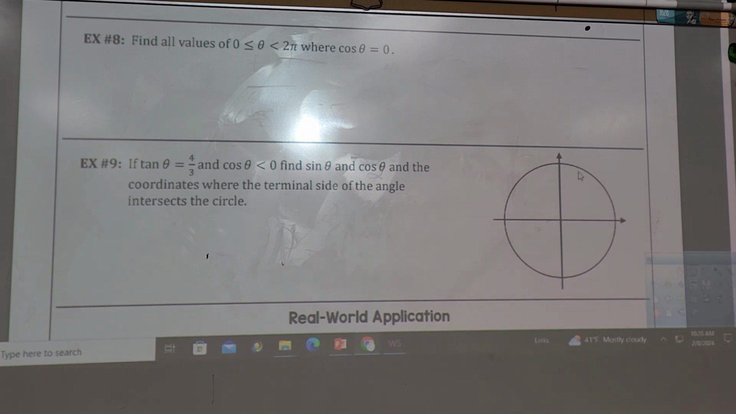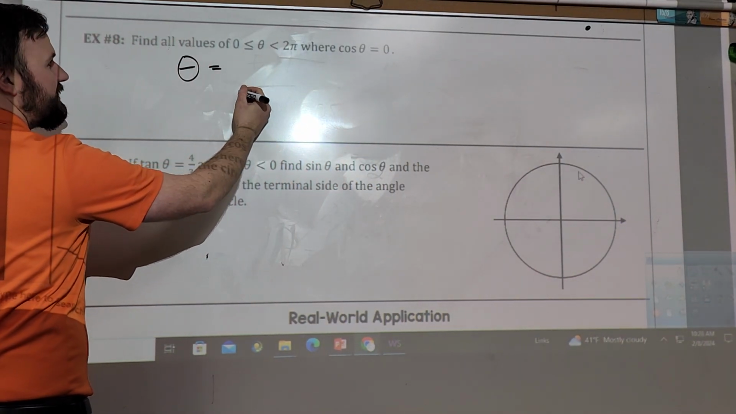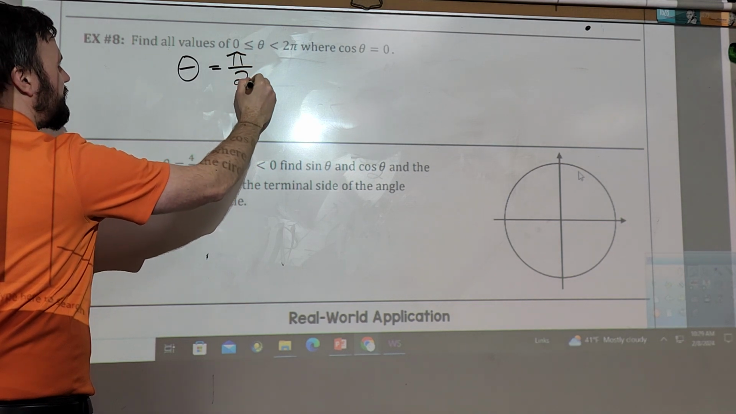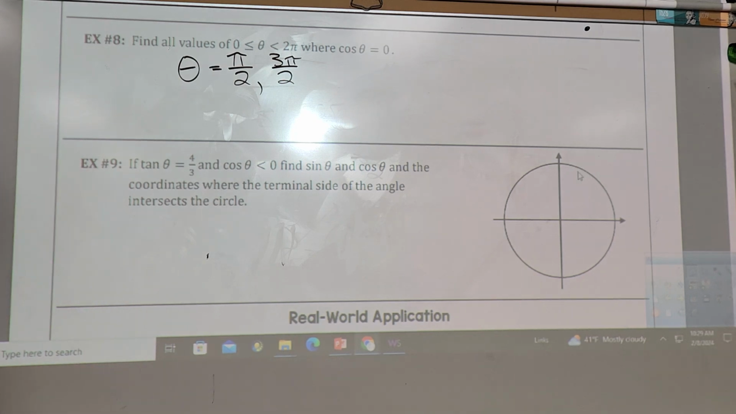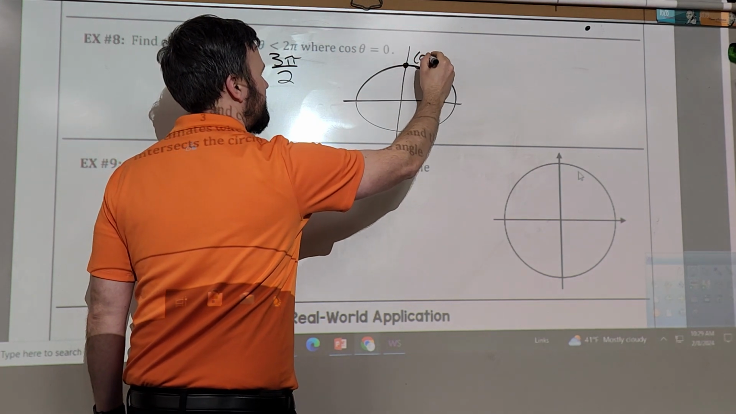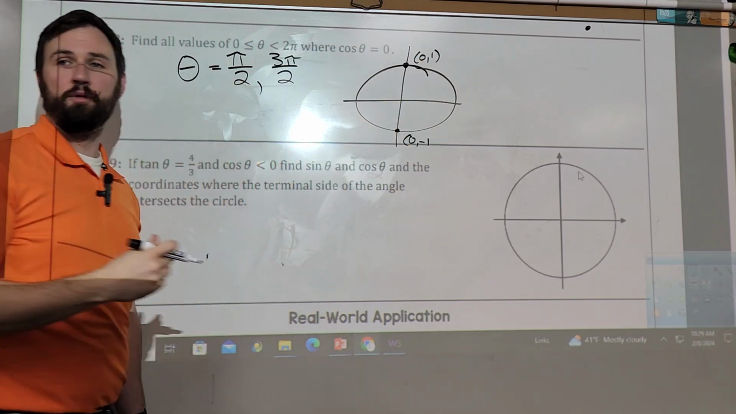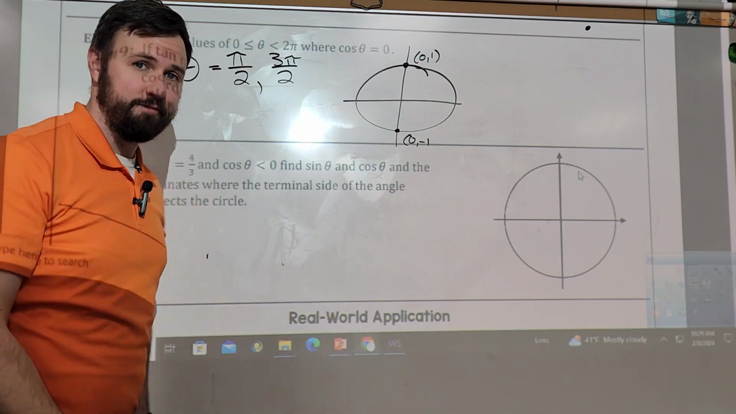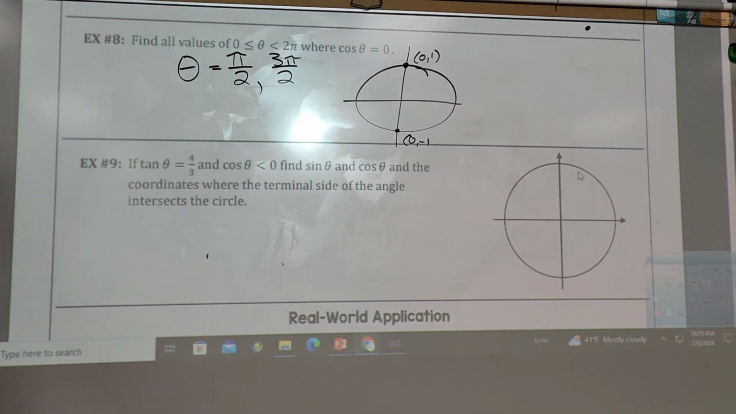So here and here. So for what 2 values of theta was it 0? Pi over 2 and 3 pi over 2. For those of you who didn't know, it's because I have 0, 1 and 0, negative 1. So these were my 2 values where it was. All right, that was a quick one.